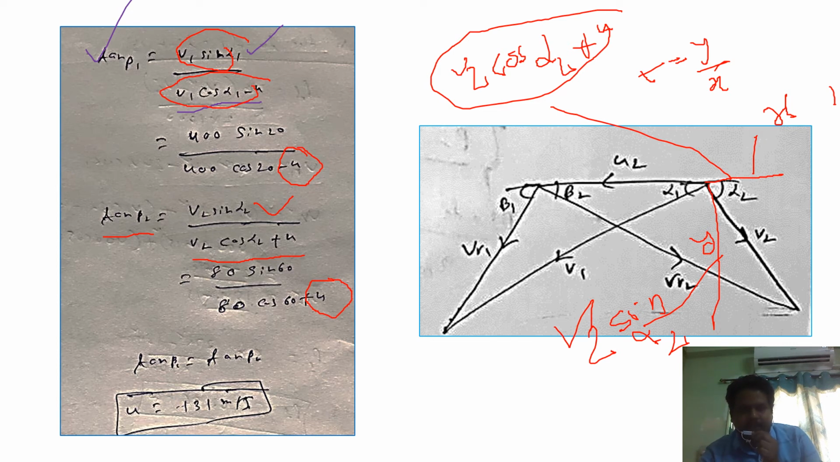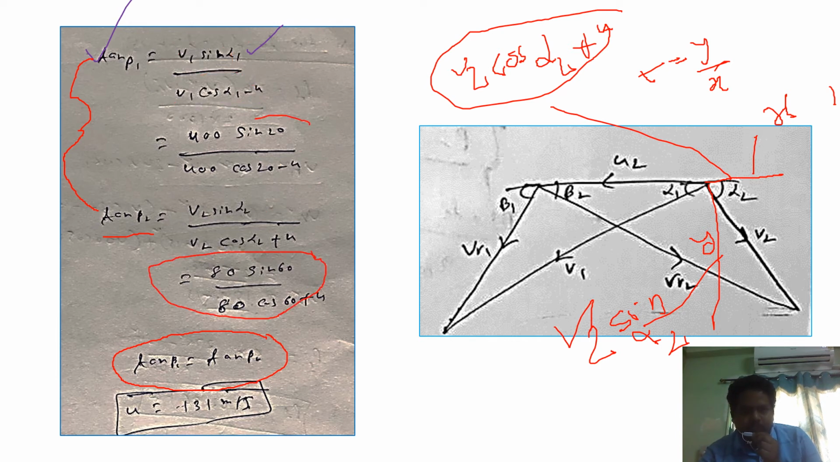To find the value of u we have to equate tan beta 1 and tan beta 2, because in the problem they have given equiangular angles, which means beta 1 equals beta 2. That is why I equated tan beta 1 equals tan beta 2. When you simplify, you will get the value of u. So the value of u is 131 meters per second.